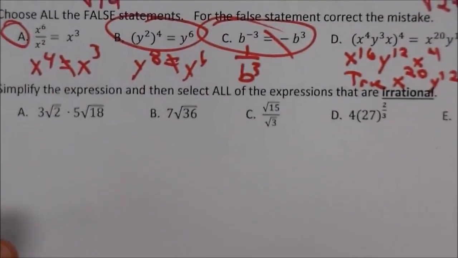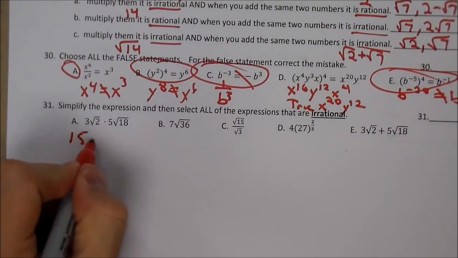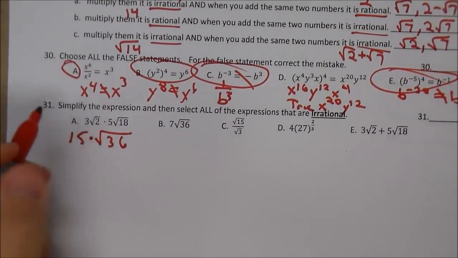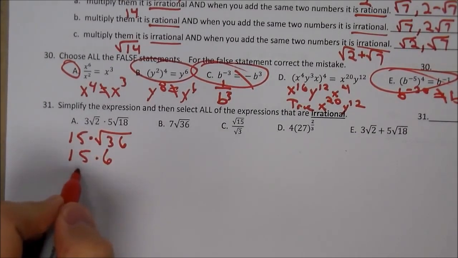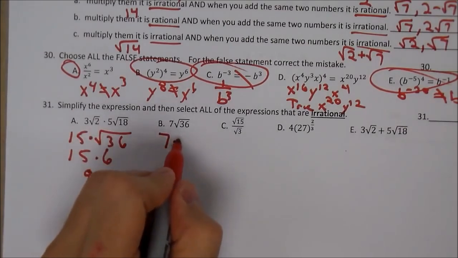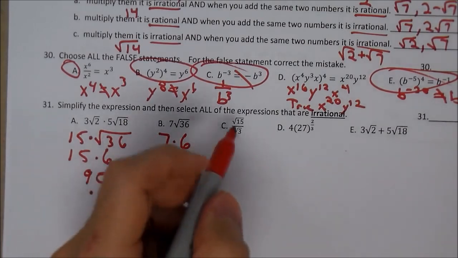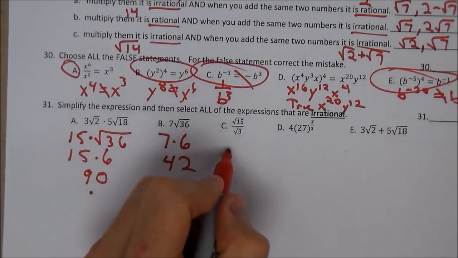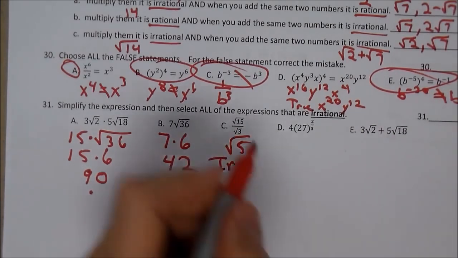Okay, simplify the expression, then select the ones that are irrational for our last one here. I'm going to multiply. I get 15 times the square root of 36, because that's 2 times 18. And that's 15 times 6, which is 90. So that comes out to be 90. That is not irrational. 7 times 36, square root of 36 is 6, and that comes out to be 42. That is not irrational. When I divide root 15 over root 3, I'm left with root 5, and that is irrational.